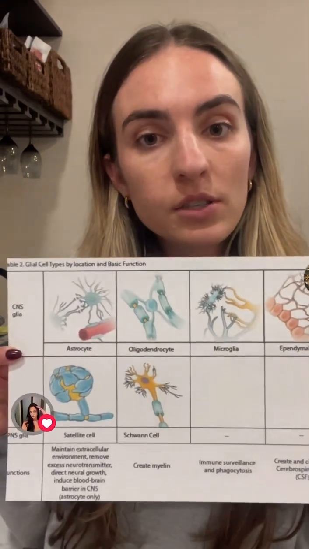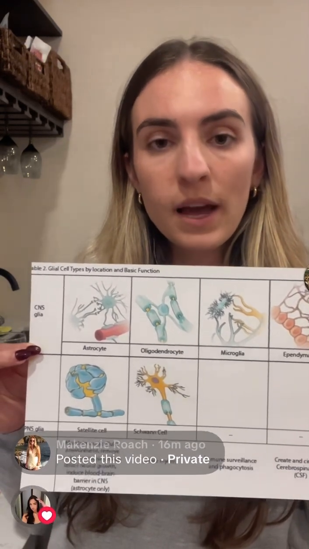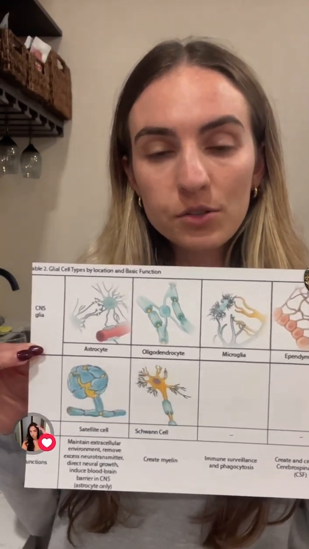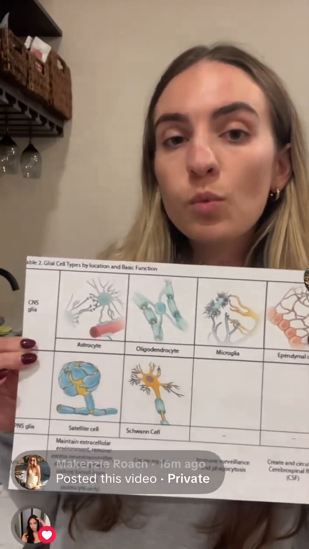In nervous tissue, we have 2 main types of cells that make up the nervous tissue, which are the neurons, which are the main type of cell, and then we have the glial cells, which are the supporting cells. This diagram shows the glial cells, which are the different types of supporting cells. We have ependymal cells, astrocytes, oligodendrocytes, microglia, satellite cells, and Schwann cells.